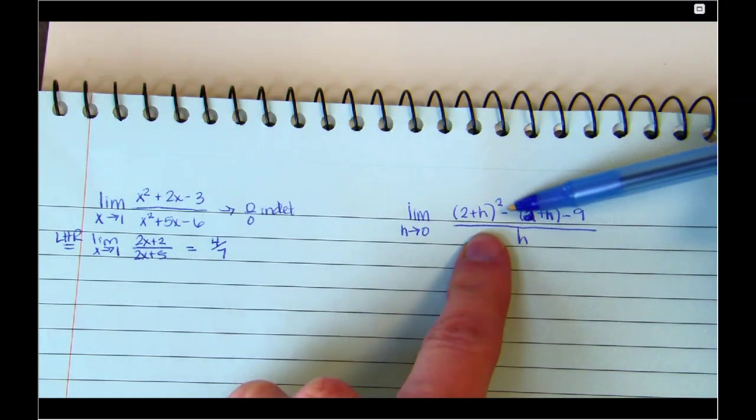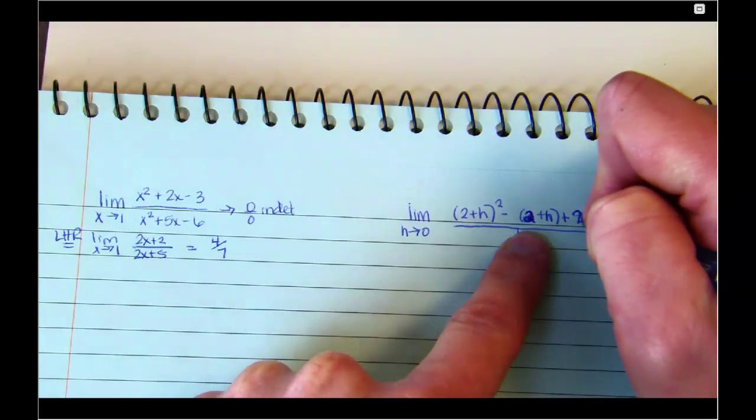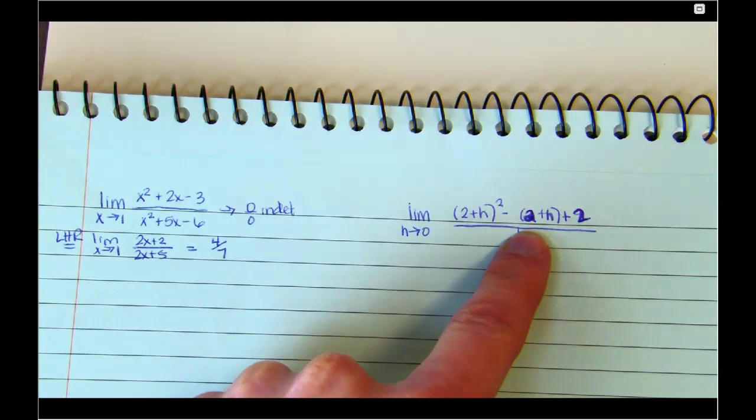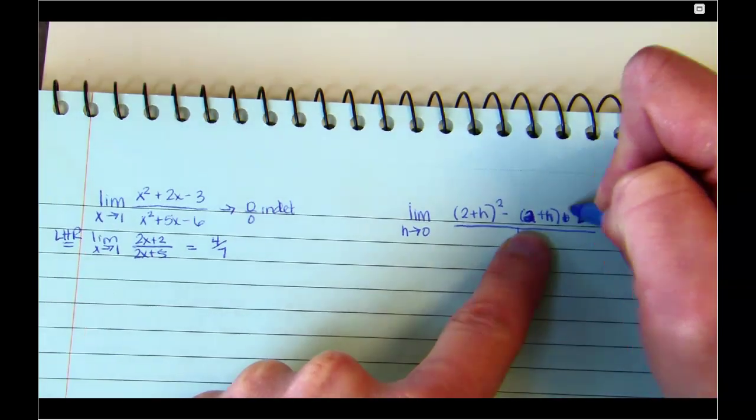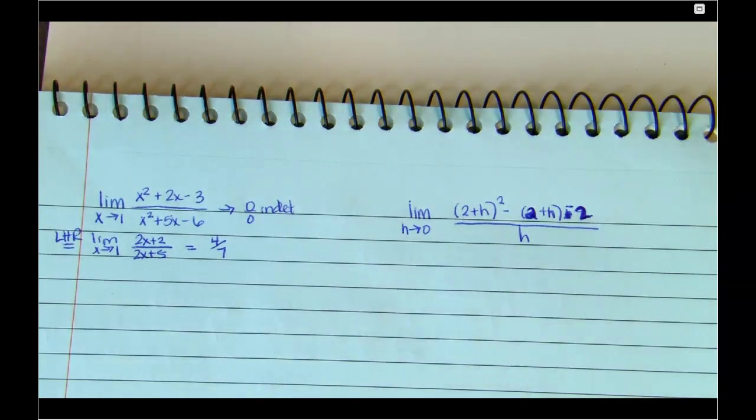4 minus 2. Okay, let's try that. Nope. Minus 2. Okay, there you go. That's why I waited to write it. If this is wrong, I'm gonna throw my marker. Okay. What happens when you plug in 0? You get 0 over 0.